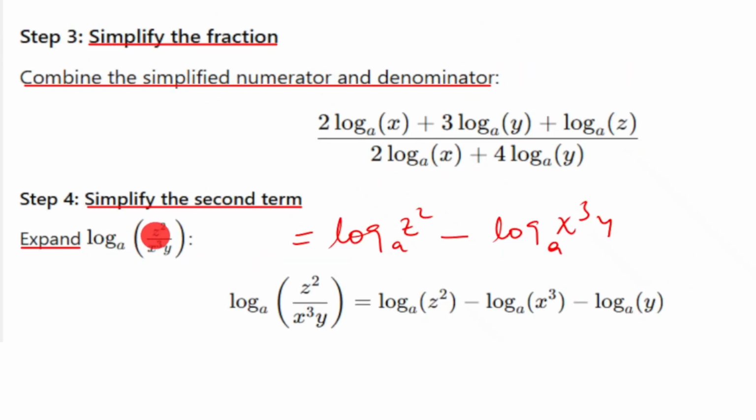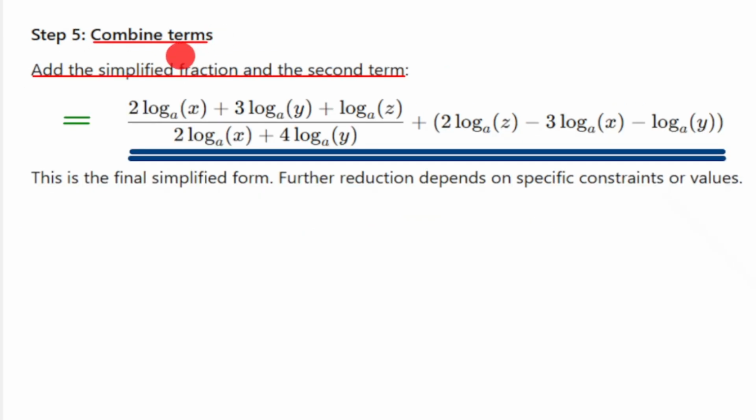When you simplify logarithm of z to the power of 2 over x cube y to the base a by using quotient rule, we get logarithm of z squared to the base a minus logarithm of x cube y to the base a. We get logarithm of z squared to the base a minus logarithm of x cubed to the base a minus logarithm of y to the base a. Again, by using power rule, this becomes 2 times logarithm of z to the base a minus 3 times logarithm of x to the base a minus logarithm of y to the base a. Combine the terms and add the simplified fraction in the second term.